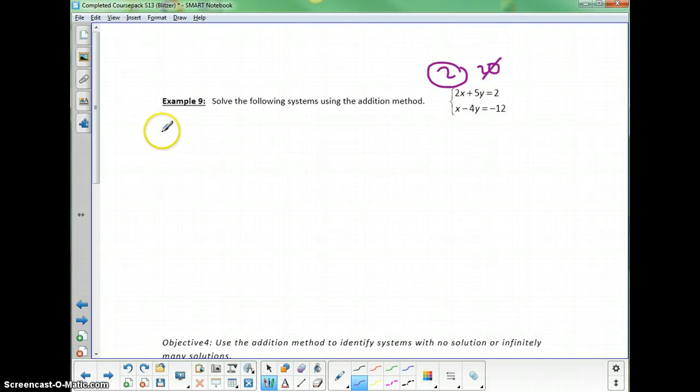Alright, so to get rid of the x's, I don't need to do anything to the first equation to make it have a 2x. It already has a 2x. So that one I won't change. 2x plus 5y equals 2.